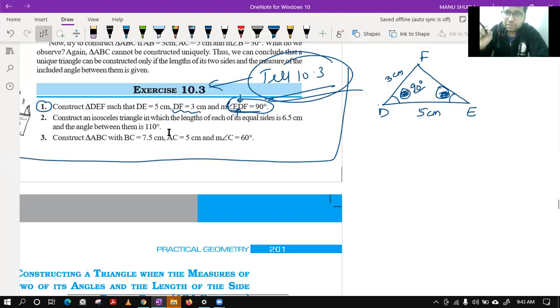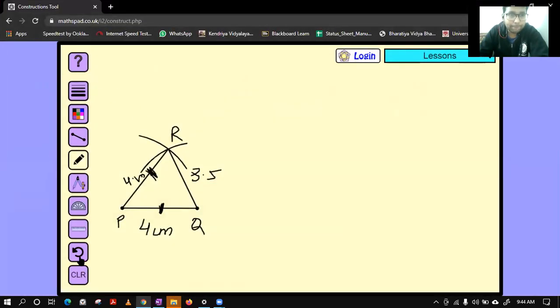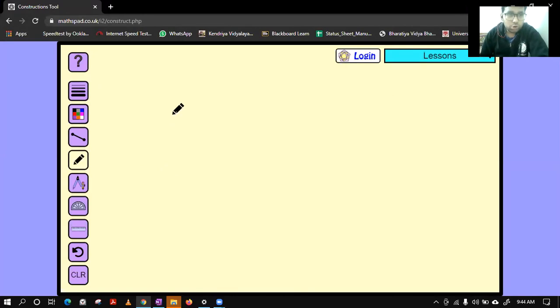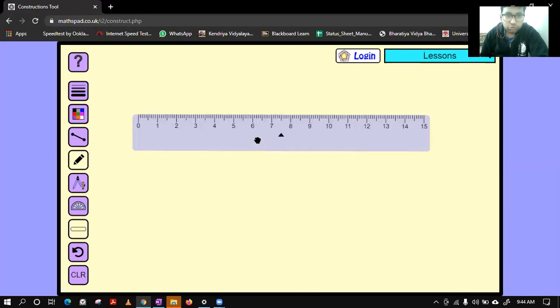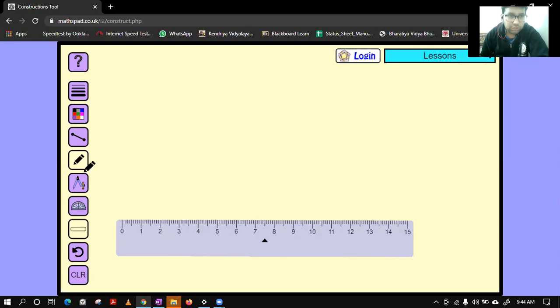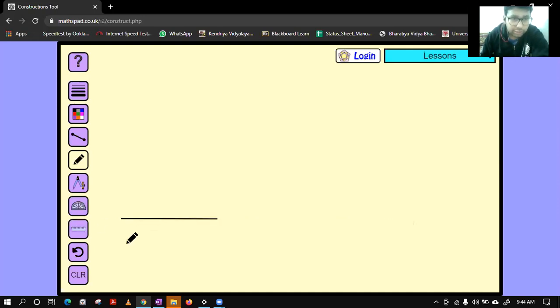So the first step is steps of construction. Draw DE equal to 5 centimeter. So we have drawn DE equal to 5 centimeter. This is D, this is E.